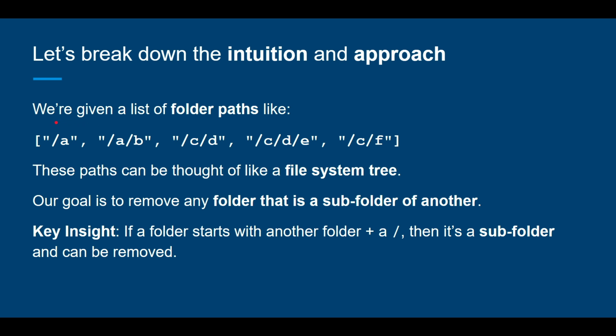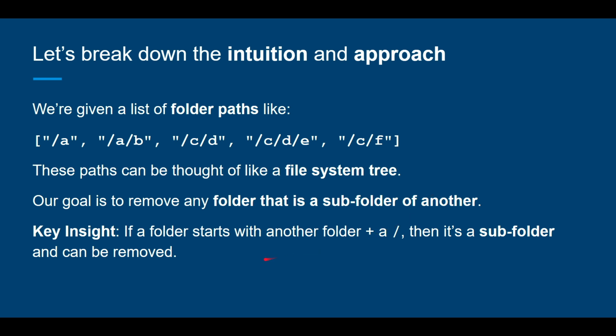The question is saying that we are given a list of folders like /a, /a/b, /c/d, /c/d/e, like that. If these are the list of folders, each index contains an element, and this element is nothing but a folder path. These paths can be thought of as a file system tree that we have shown already. So what is our goal? Our goal is to remove any folder that is a subfolder of another.